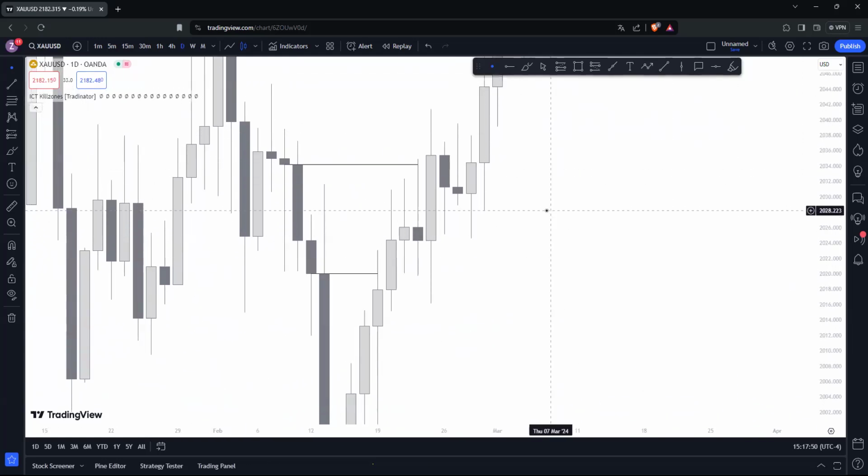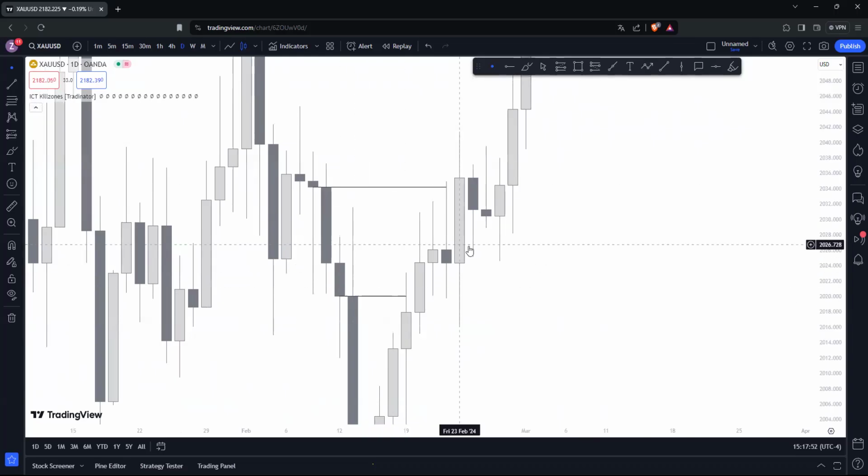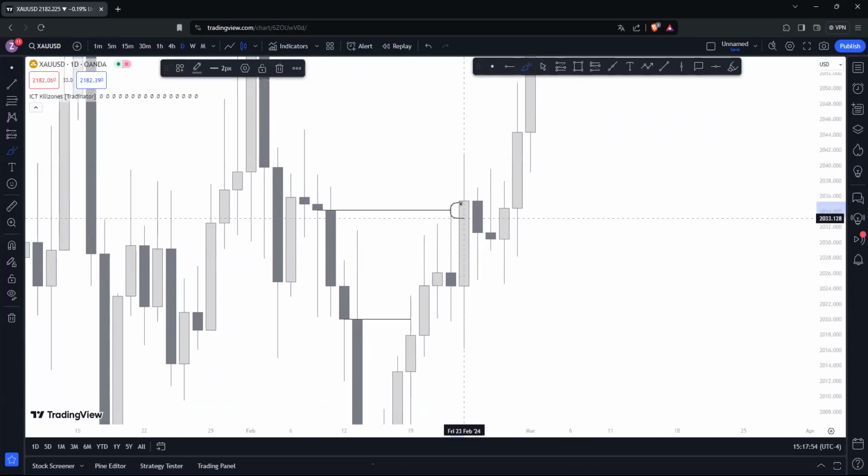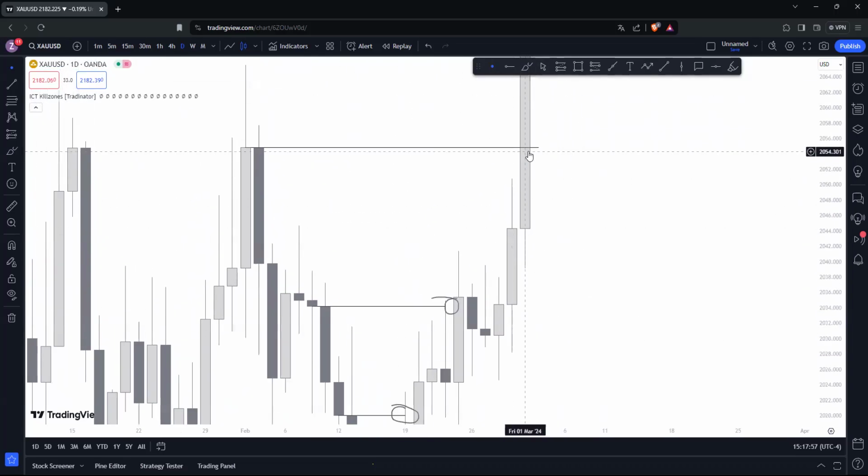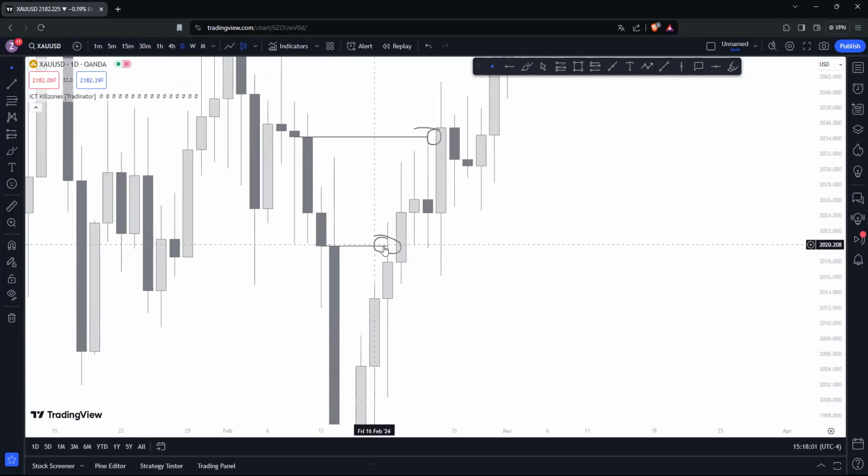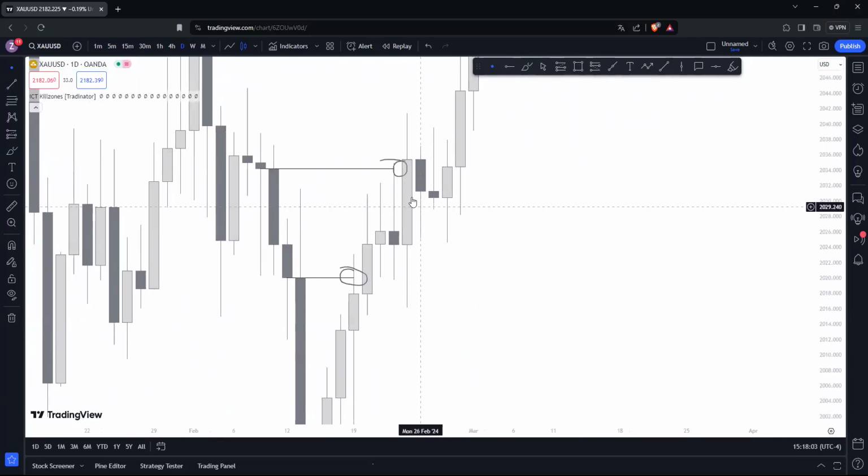Now, do you have a rejection on one of them? Yes, we have two rejections. We have one right here and one right here. Did we reject this one? No. Okay. Now, why didn't this level hold all the way down? And why didn't this one also hold all the way down? So let's go and check the H4.